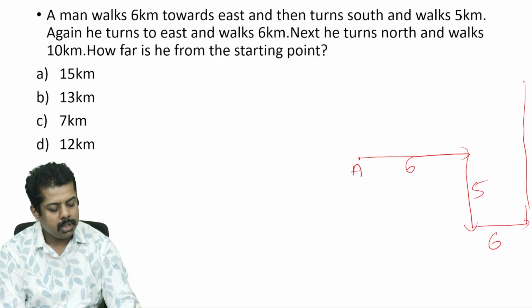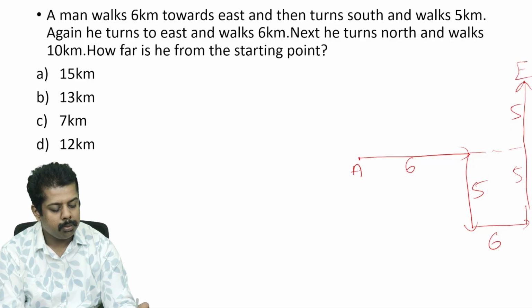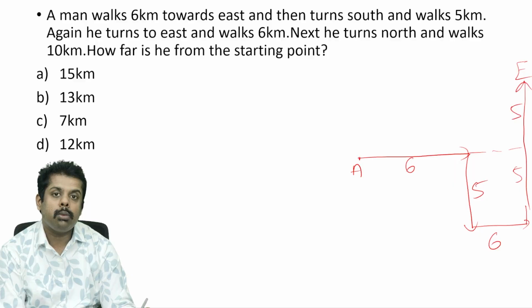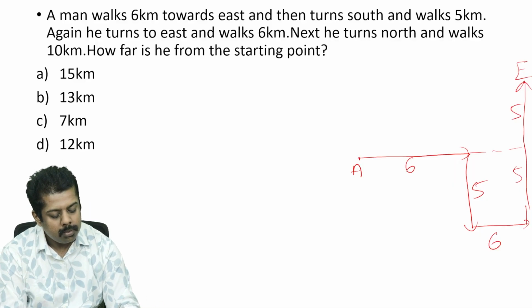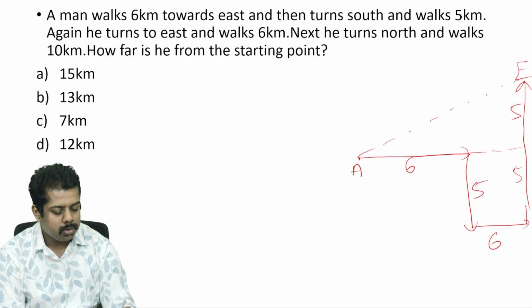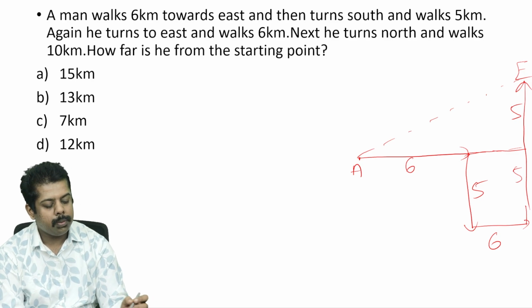Okay, so 10 basically means from here to here it's 5. So this is another 5. So this is basically his ending point. Okay. Now what is the question? That means how far is he from the starting? Now from the starting point, if we look how far is, we can find the shortest distance. So as we can say, this is a right angle triangle now. So use the Pythagoras theorem.